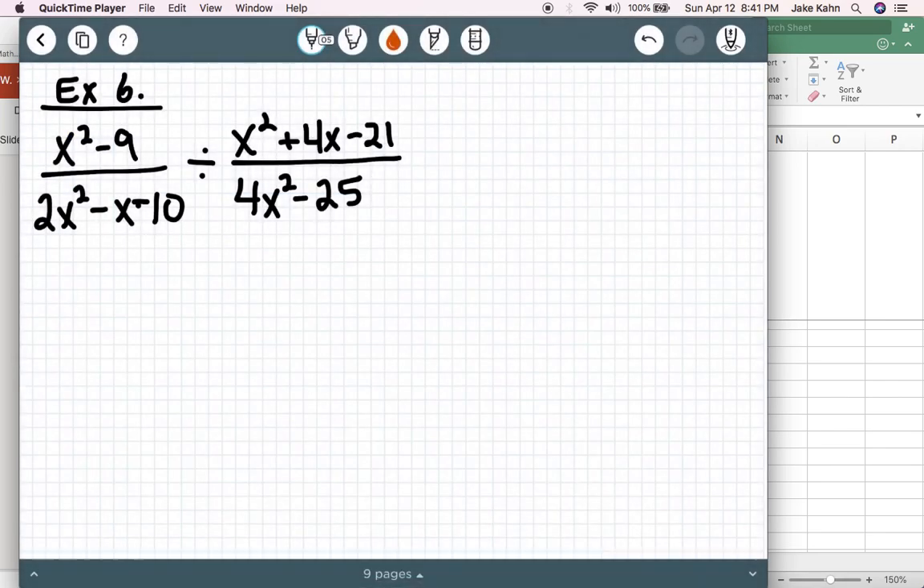Keep up the good work, y'all. You're doing great. We've got 4 more problems left to go. 1 more division, and then we're going to get to addition and subtraction.